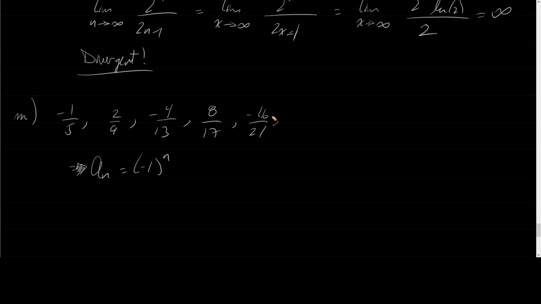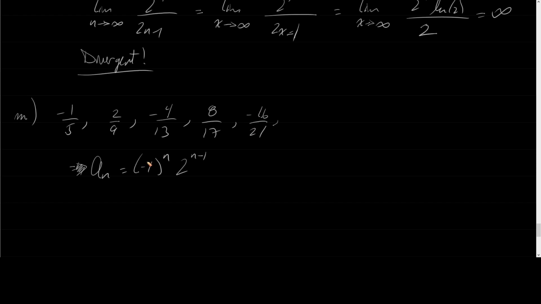How do I get these powers up here? Well, I'm going to tell you this is 2 to the n minus 1. How? Plug in 1: 1 minus 1 is 0, 2 to the 0 is 1. Plug in 2: 2 minus 1 is 1, 2 to the 1 is 2. Plug in 3: 3 minus 1 is 2, 2 to the 2 is 4. Plug in 4: 4 minus 1 is 3, 2 to the 3 is 8. Plug in 5: 5 minus 1 is 4, 2 to the 4th is 16.